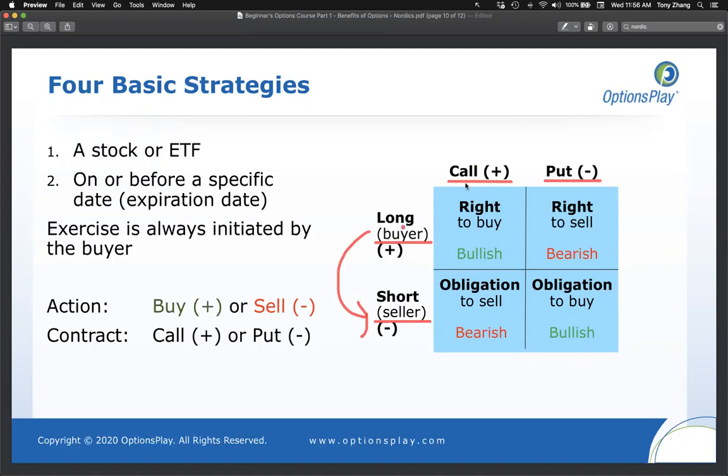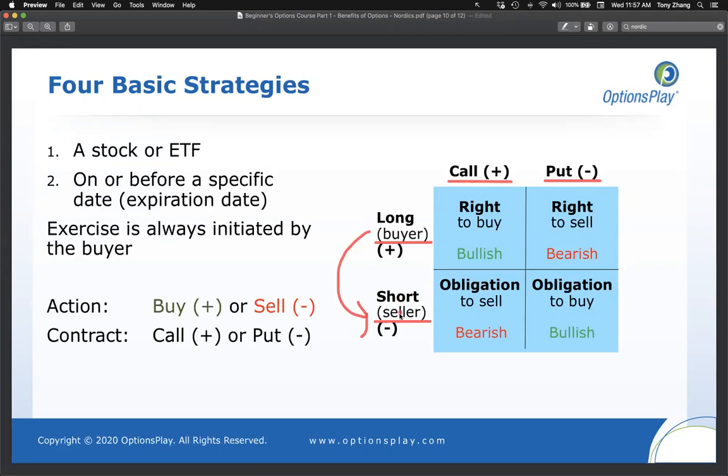You can be a buyer of a call, a buyer of a put, a seller of a call, or a seller of a put. The buyer of a call has the right to buy a stock or ETF on or before a specific date at a specific price. The buyer of the put has the right to sell that stock or ETF on or before a specific date at a specific price.